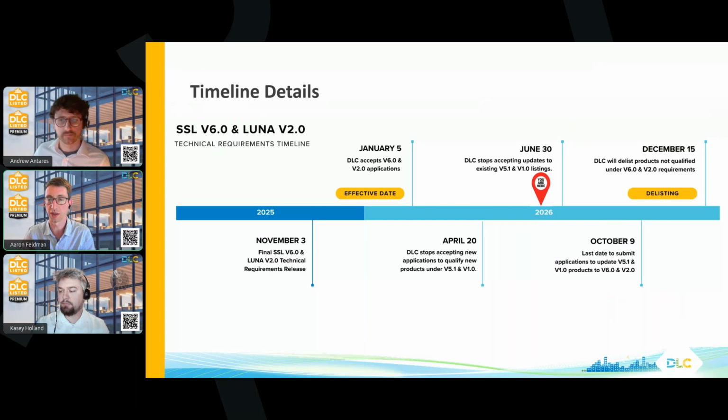So the intention and optimistic hope is that an application submitted on October 9th has all the necessary information to update those products to version 6, and that by December 15th they are already updated. If there's more information that's needed or test reports and the application goes beyond December 15th, the products will get delisted, but then will be relisted once the application is completed.